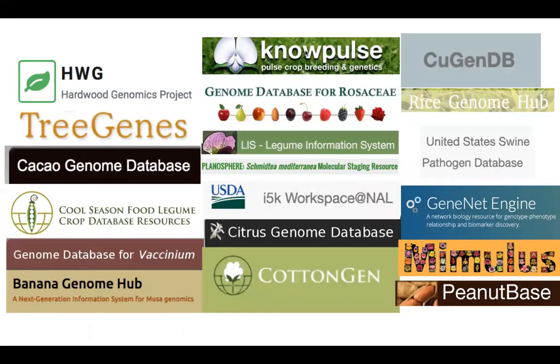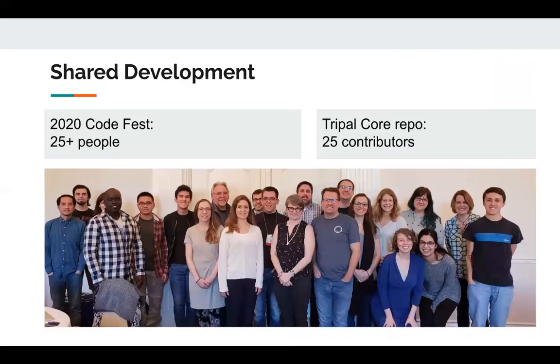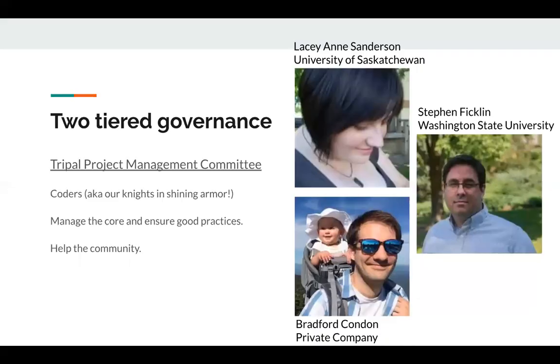This has been quite a popular system. We have over 30 databases using Tripal, which this explosion in growth has been wonderful, but also means that we have a lot of invested groups who need to do collaborative development. We've had over 25 people at our last 3 or 4 code fests, so we really are becoming quite a large community. And our Tripal core repository on GitHub has over 25 contributors now. It became clear as our community grew that we really needed to have some shared governance.